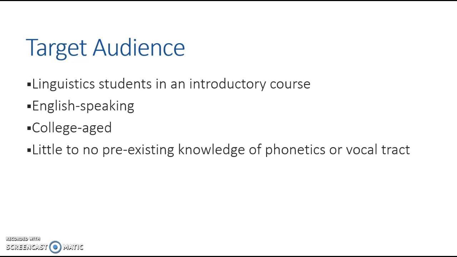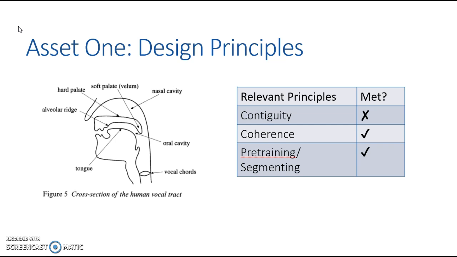These students are likely to be English-speaking, college-aged, and have little to no pre-existing knowledge of phonetics or the vocal tract. In other words, this is instruction targeted at beginner learners who are discovering these concepts for the first time. The first asset I'll be looking at then is the diagram of the human vocal tract. From the perspective of the design principles, it does and does not meet best practices.